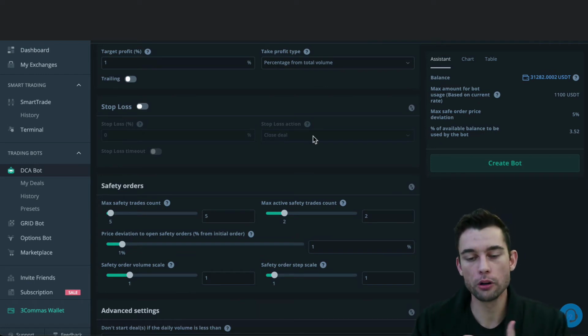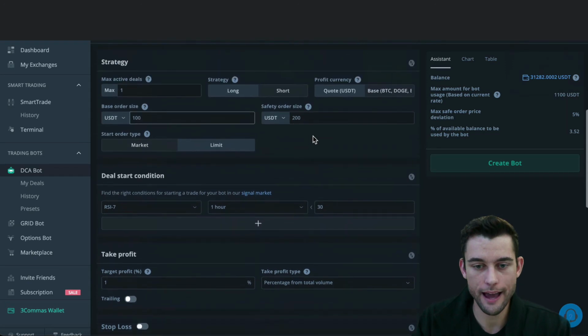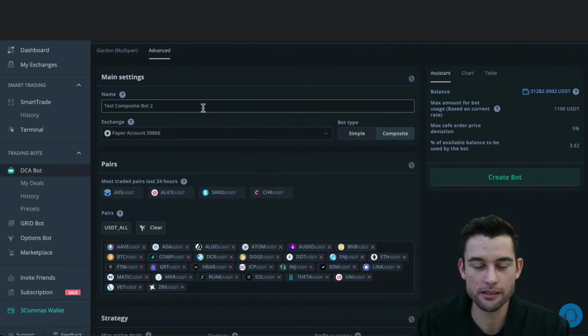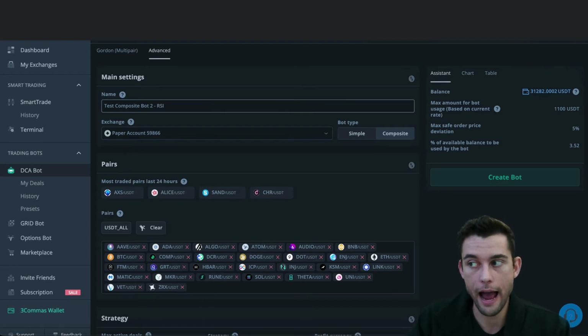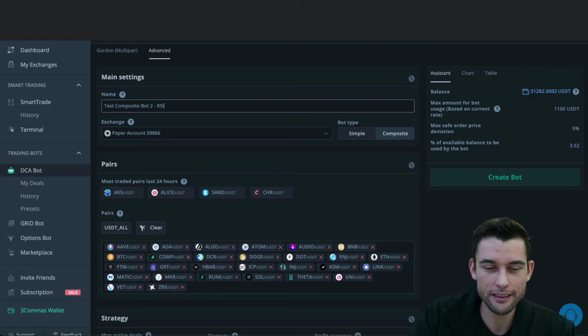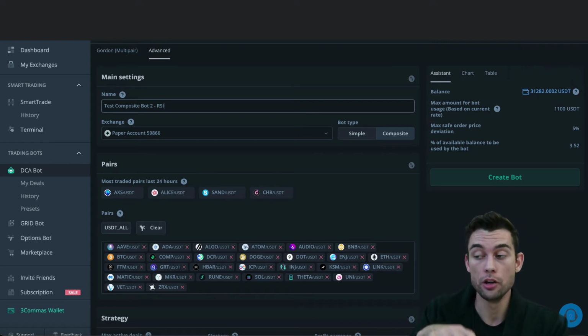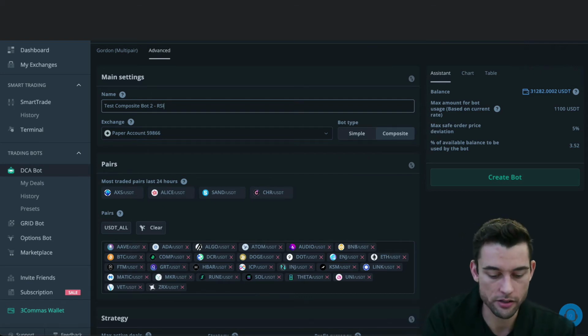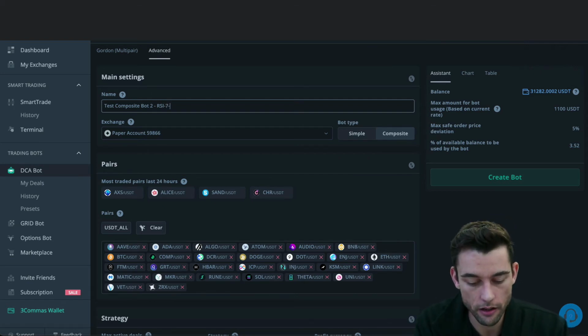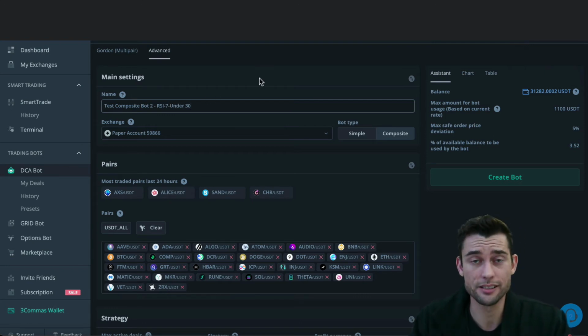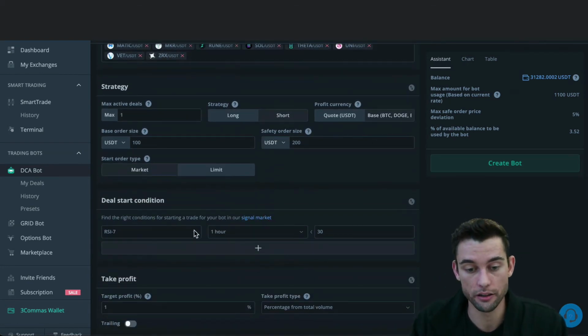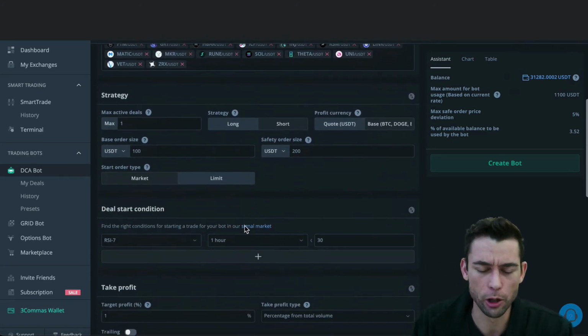But actually, before we do that, I want to change the name of this bot. This is the test Composite Bot 2, right? But I'm going to put the parameter for how the deal start condition works in the name of this bot, because that's going to help me know right off the bat when I look at my deals, when I look at my bots, what this bot is. So this is the RSI 7 under 30. That's going to help me tremendously, and I recommend that you name your bots according to the specific deal start condition that you choose, because it'll help in the future.